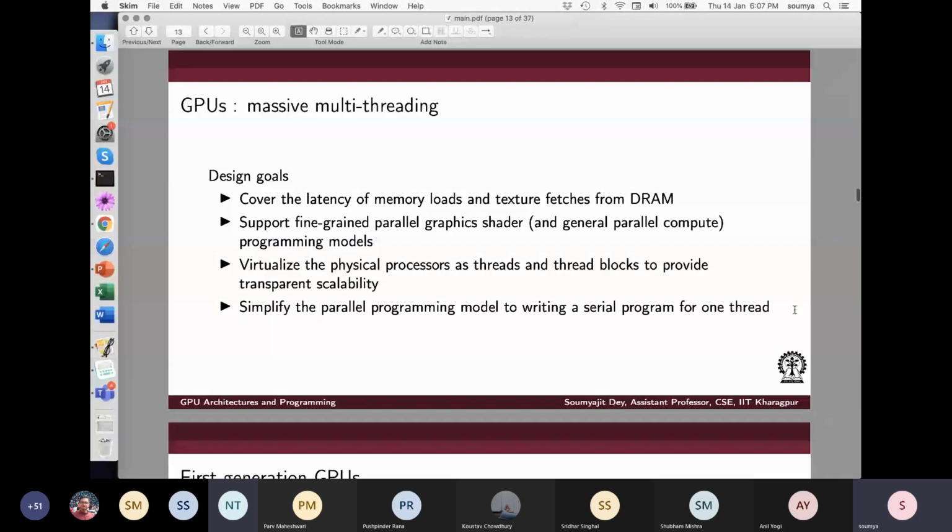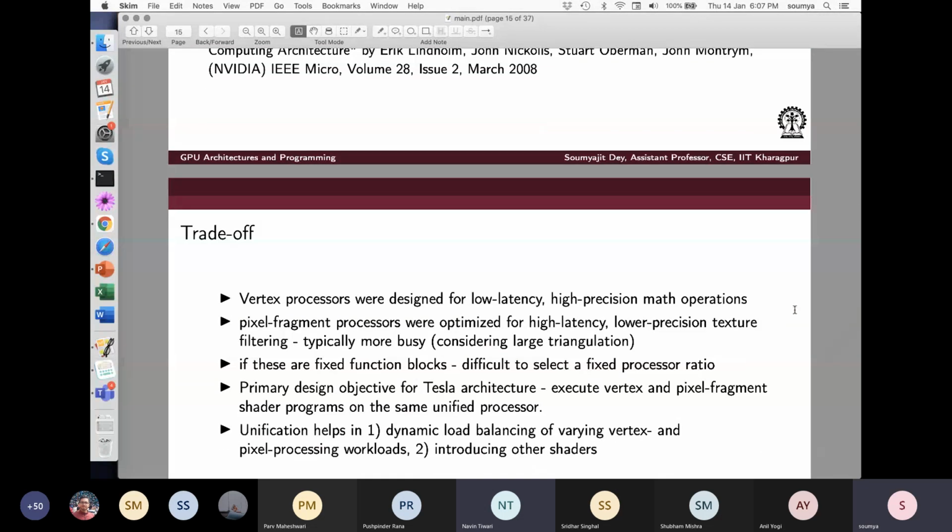Sir, could you please explain the difference between SIMT and SIMD instructions? Yes, sure. One minute. SIMD versus SIMT. Well, any other query?